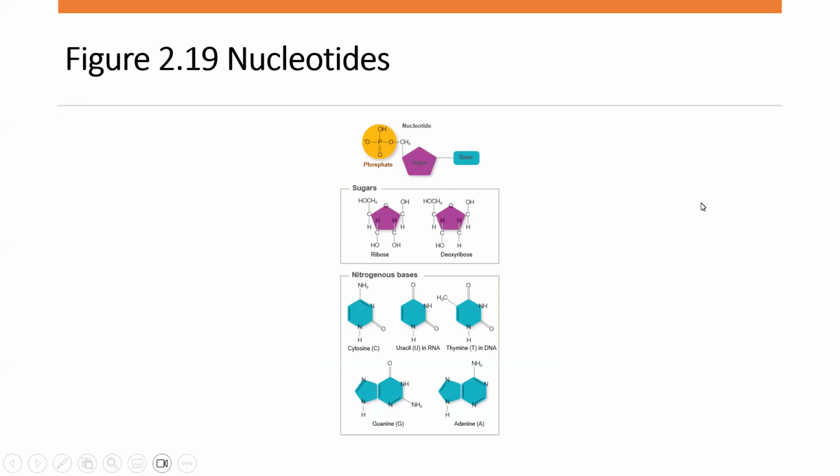And here we have an example of what all these things look like. So up here we have our nucleotide, and then down here we show ribose and deoxyribose. And if you look at it, deoxyribose has 1 less oxygen than ribose. So down here on this carbon, ribose has an OH group. Deoxyribose does not. So it's got 1 less oxygen, deoxy. Then this is what our different nitrogenous bases look like. We have cytosine, uracil, thymine, and then guanine and adenine.